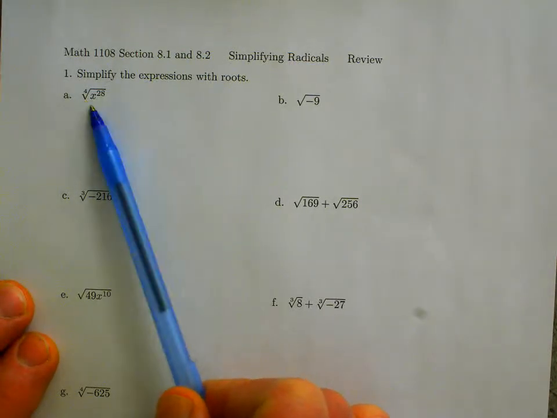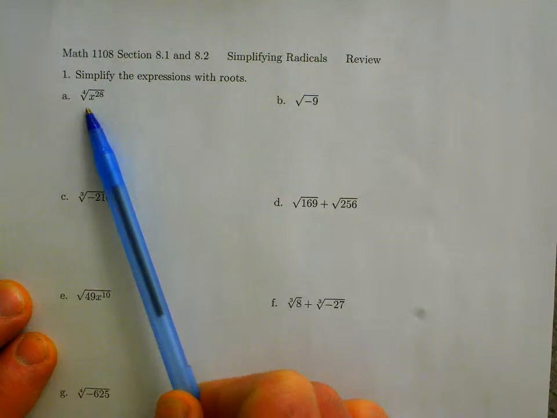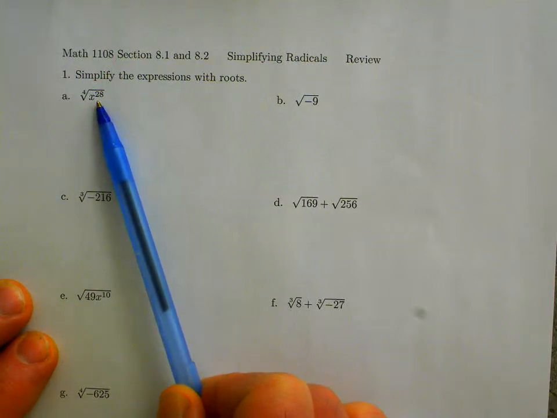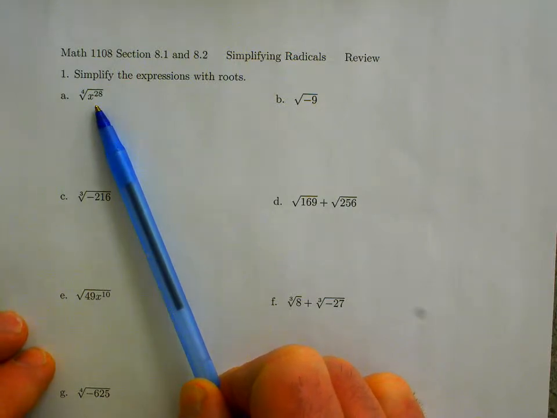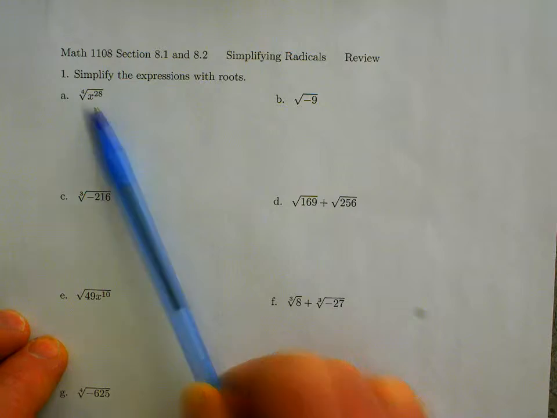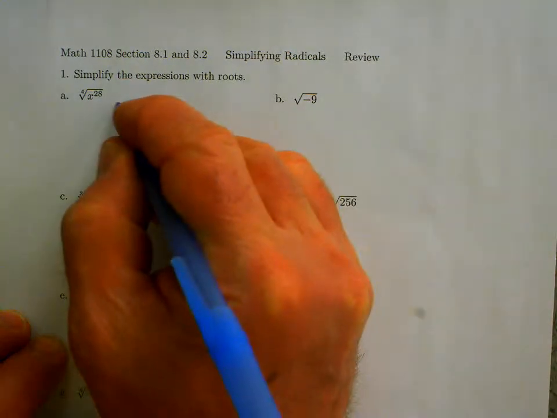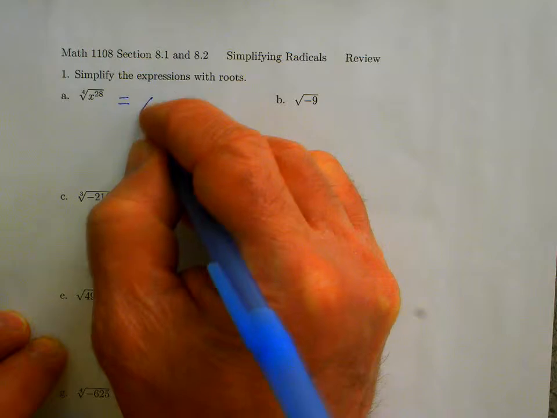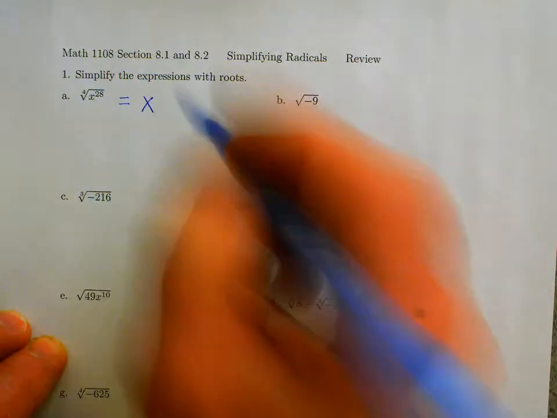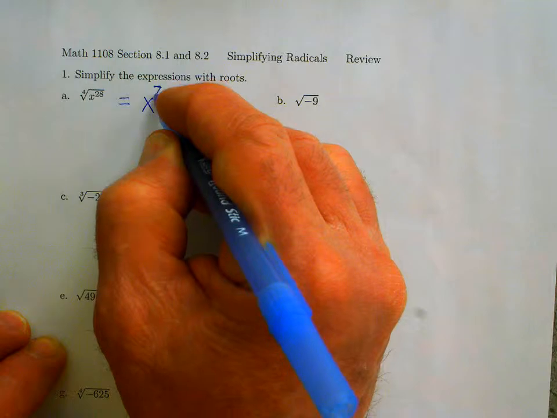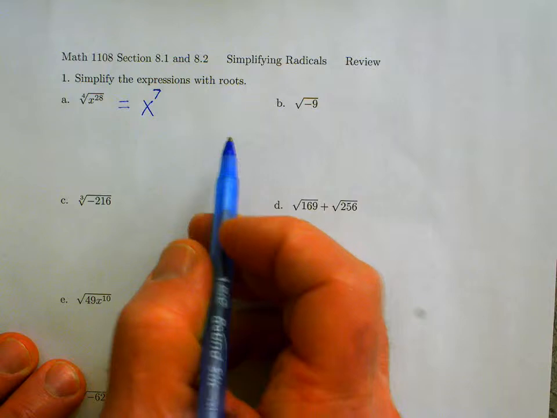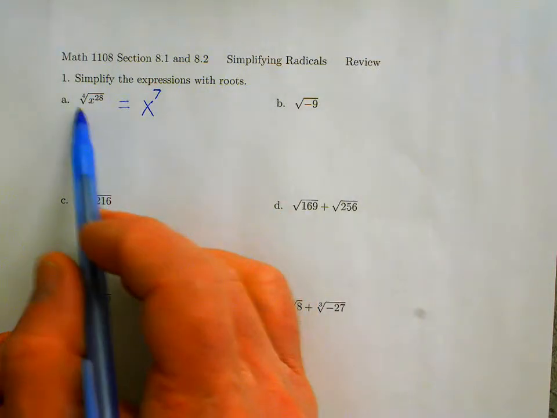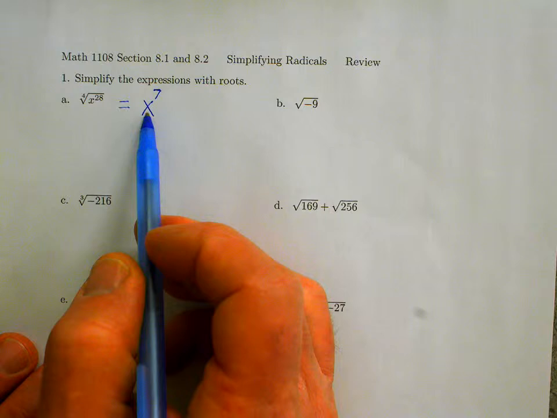Okay, the index is 4, and inside the radical is x with an exponent of 28. 28 is a multiple of 4. So that means x to the 28th is a perfect fourth power. So to simplify, we write x to the 28 divided by 4, which is x to the 7th. It works in the reverse order. The fourth root of x to the 28th equals x to the 7th.